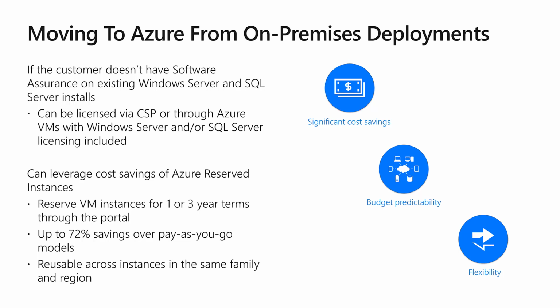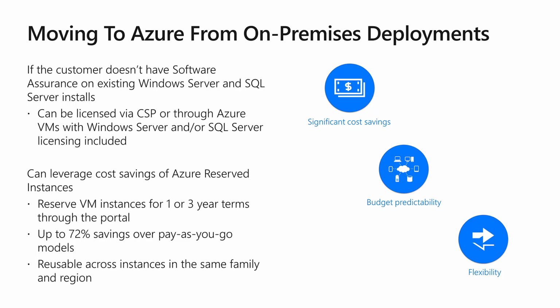So the first one is, if the customer doesn't have Software Assurance on existing Windows Server or SQL Server installs, you can license Windows Server and SQL Server via CSP. Alternatively, you could just use the licensing that's available through the Azure VMs. So when you're choosing an Azure VM with Windows Server or SQL Server, we can just leverage the licenses for the software that's included.